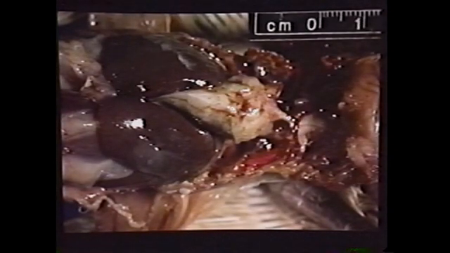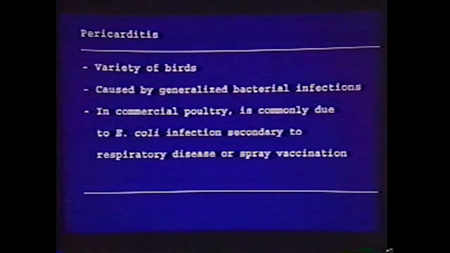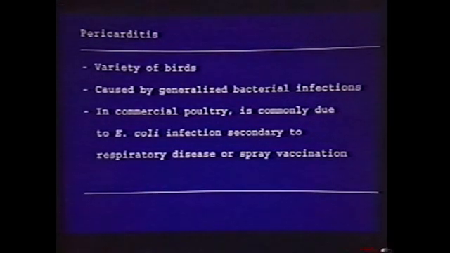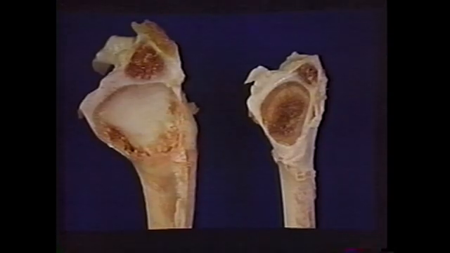Here is a heart from commercial broiler chickens. You can see fibrinous pericarditis, fibrinous perihepatitis, similar to what we described before under air sac disease. So fibrinous pericarditis can be caused by generalized bacterial infections. It's commonly due to E. coli in commercial poultry, similar to what we described under air sac disease. I'm going to stop here.